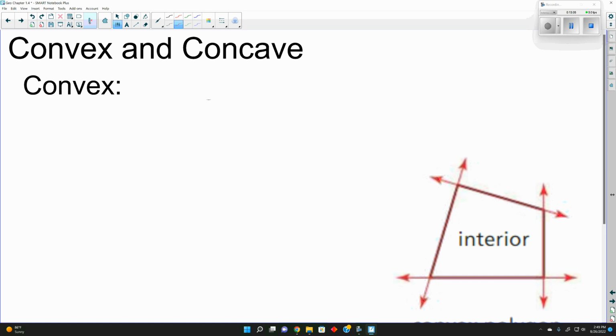The way that I think of this is that convex is not concave, because if we extend a side out and it goes into the polygon, it's concave. If I can't do that, and we'll look at some examples of this here, it's not concave. It's either going to be convex or concave. If it's not one, it's the other, because any shape is either convex or concave.